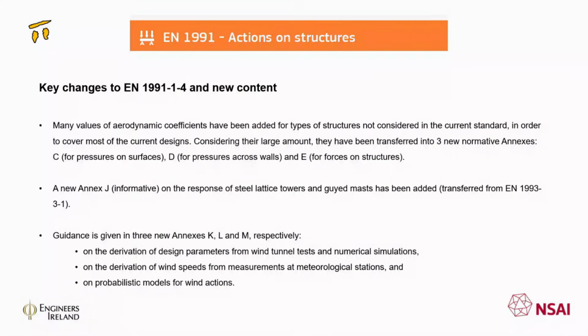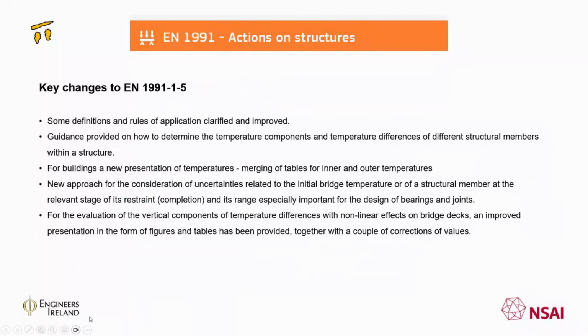And then a new annex on the response of steel lattice towers and guyed masts has been added. This was a transfer from part of EN 1993, the steel structures code. And then there are 3 new annexes dealing with wind tunnel tests, deriving wind speeds from measurements of meteorological stations, and probabilistic methods for wind action. So there are significant changes, and again, a complete national annex will have to be produced. And the timing on that is tight enough at this stage.